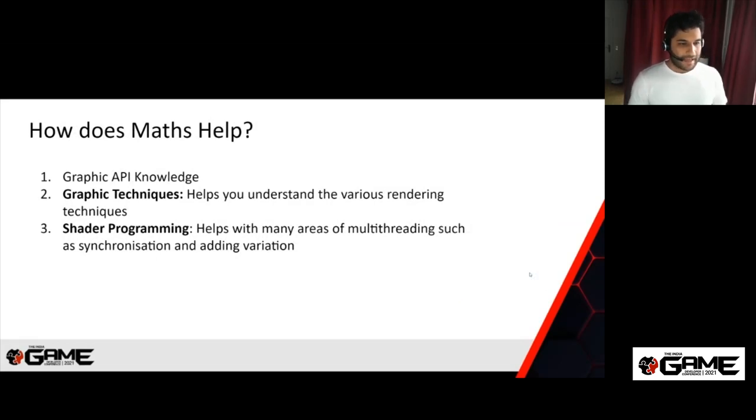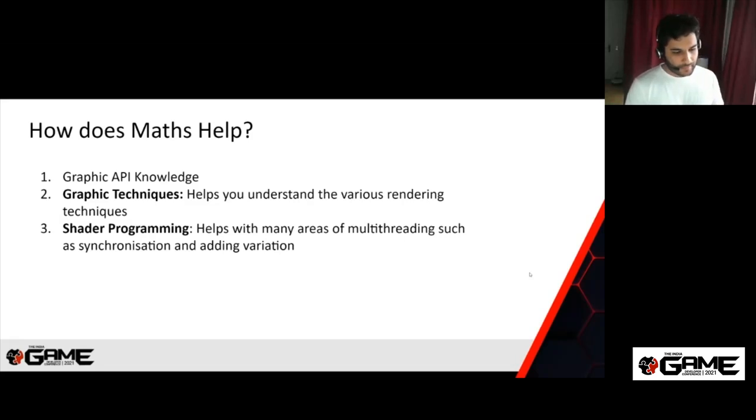So the talk is about maths. How does mathematics help with any of these pain points? Because otherwise it would be pointless, right? So maths is great for learning graphic techniques because graphic techniques usually have their foundation in mathematics. And chances are, if you don't understand the maths you're using, not only can you not understand the techniques themselves, you can't even use them because you cannot adjust the parameters to match the look you want to have.